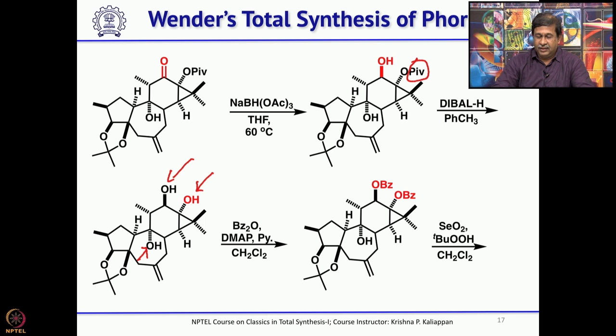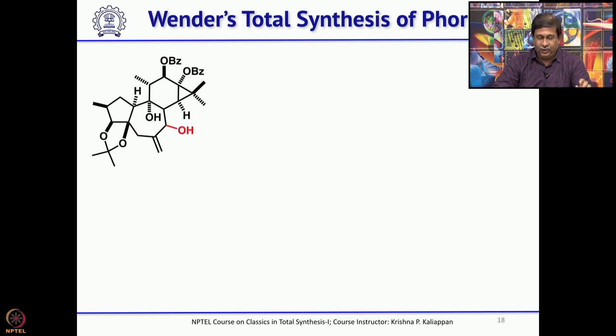Then this exocyclic double bond, first it has to go inside. So for that, what he did was he did allylic oxidation with selenium dioxide, catalytic amount of selenium dioxide in the presence of more than stoichiometric amount of tertiary butyl hydroperoxide to get the allylic alcohol.